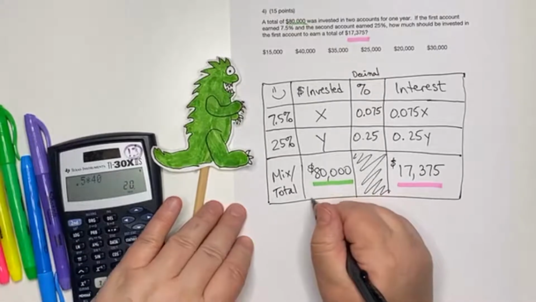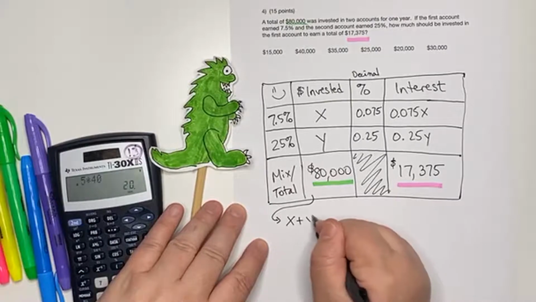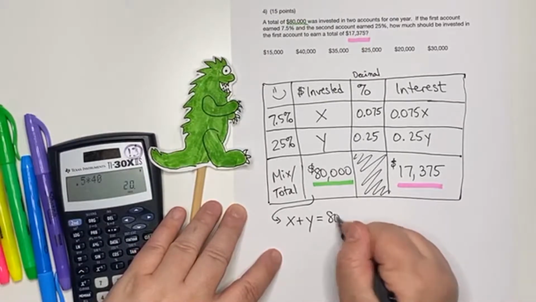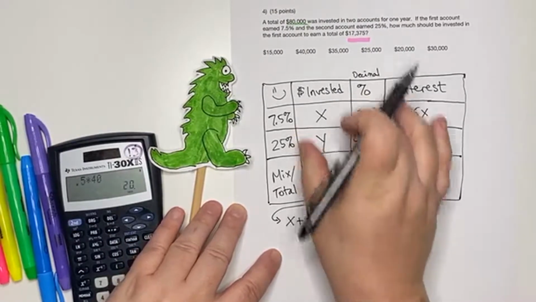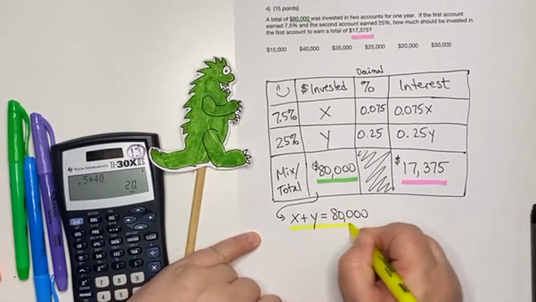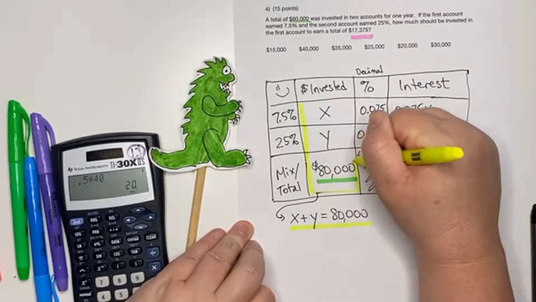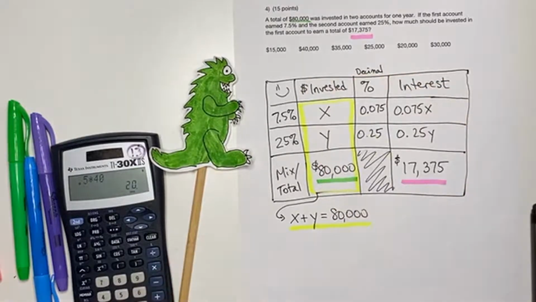So just like before, I'm going to have two equations. I have the X plus Y equals 80,000. That comes from this. So this equation, hopefully I don't go too far into Smeary land. There we go.